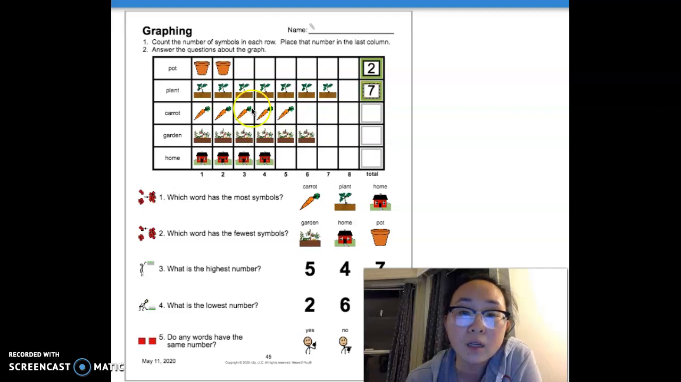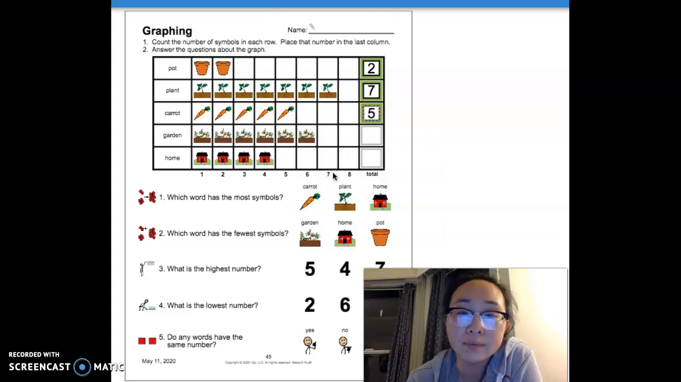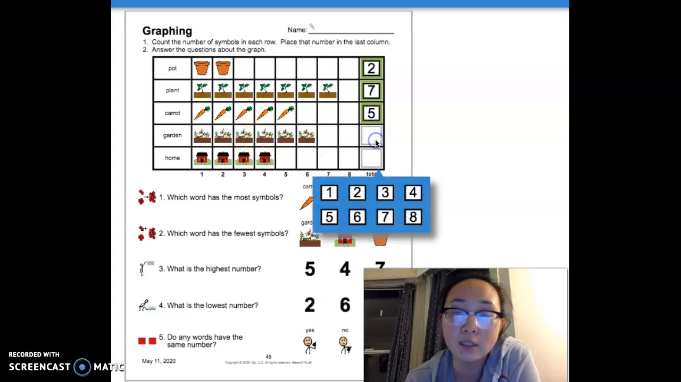7. Carrots. How many carrots do we have? 1, 2, 3, 4, 5. 5 carrots. 5. Garden. We have 1, 2, 3, 4, 5, 6. 6 gardens.